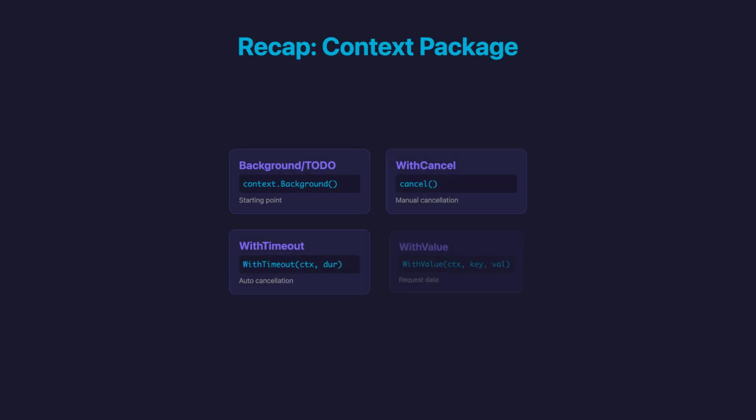Let us recap the context package. Background and TODO are the root contexts with no cancellation. WithCancel lets you manually cancel goroutines with a cancel function. WithTimeout and WithDeadline add automatic time-based cancellation. WithValue carries request-scoped data through the call chain.